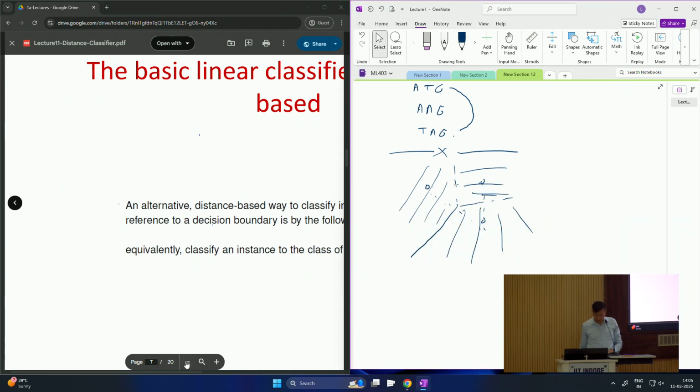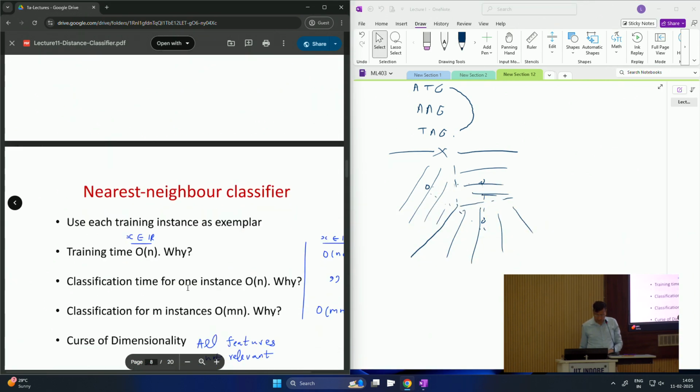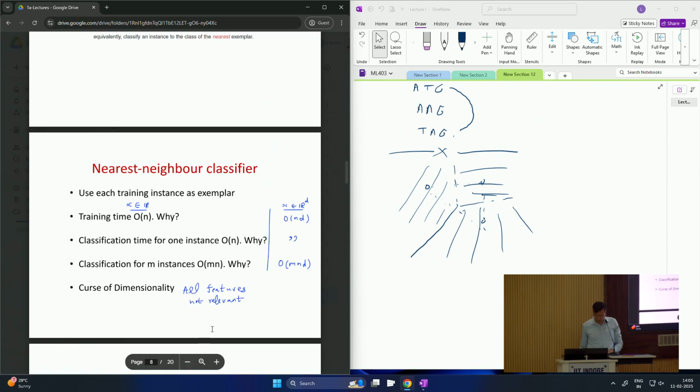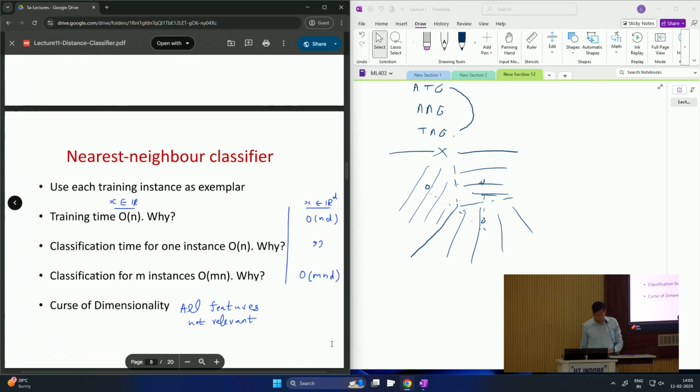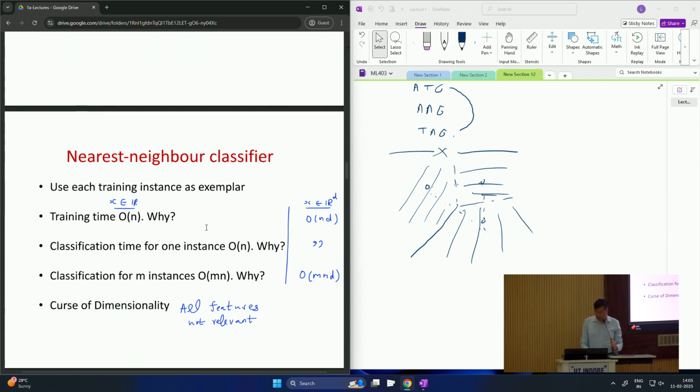Okay, so that's one thing. So now let's work out the complexity for this. If you want to build a nearest neighbor classifier, you use each training instance as an exemplar. For example, I usually take breast cancer or this plant data as an example.